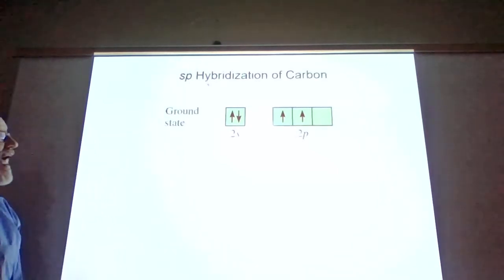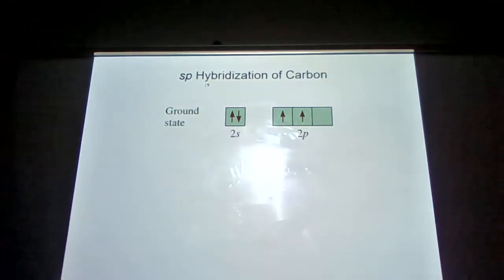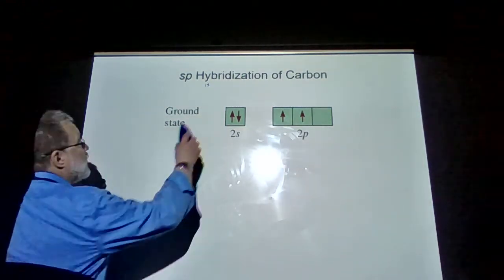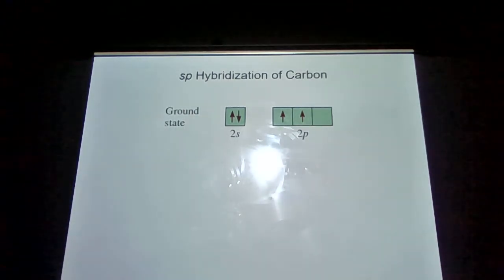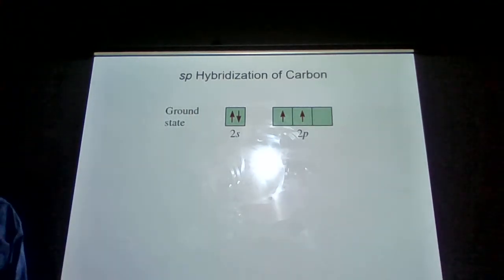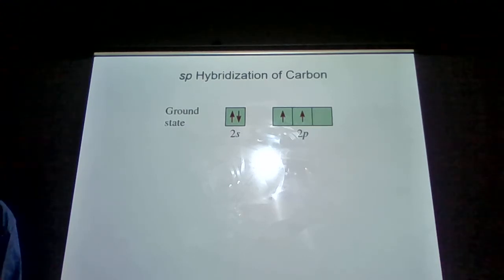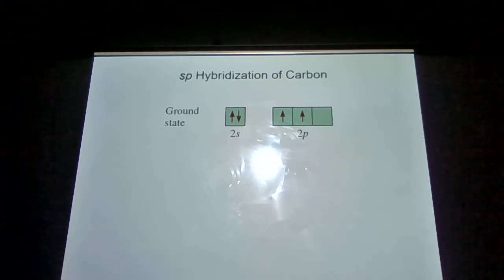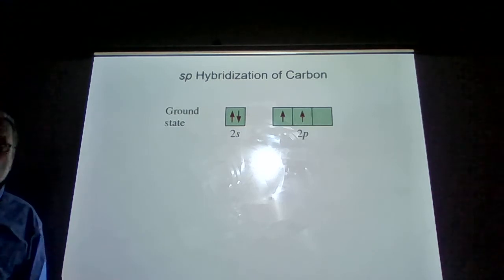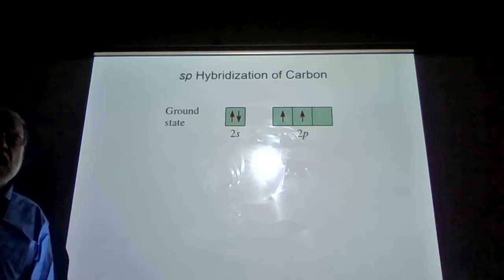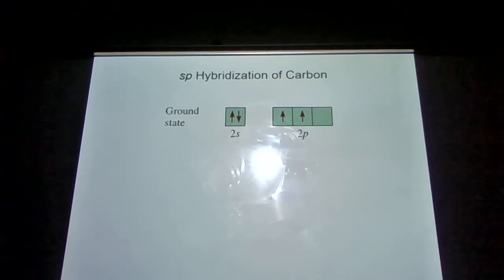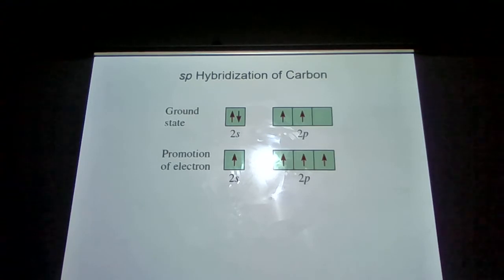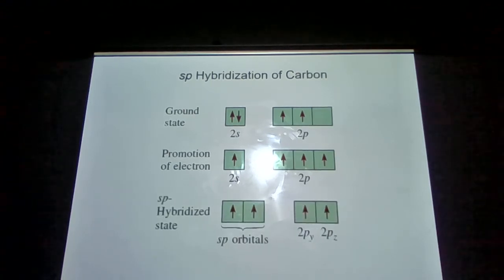What happens when we have an sp hybridized carbon? Well, we've talked about single bonds, which is sp3. We talked about double bonds, which is sp2. Then if we go to sp, we are talking about triple bonds. The molecule that we can look at that shows this is what we call acetylene.